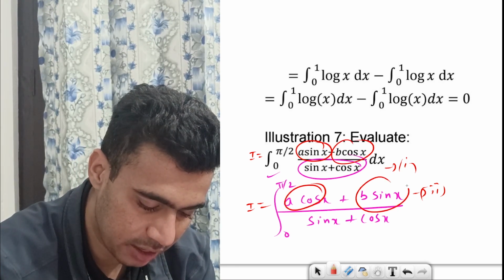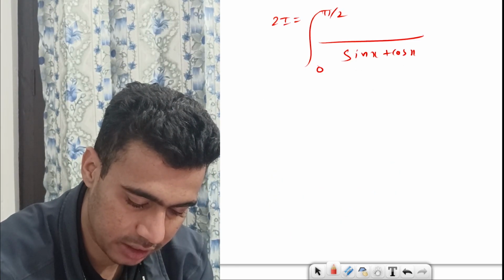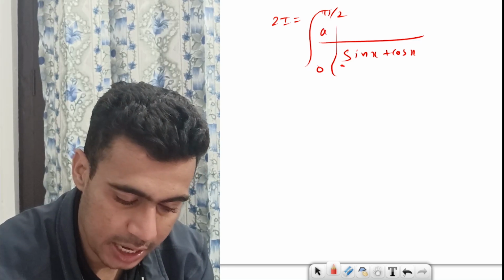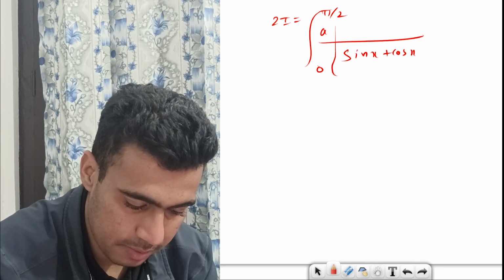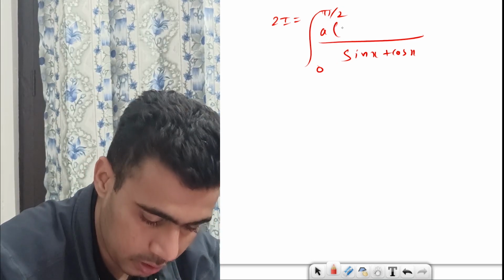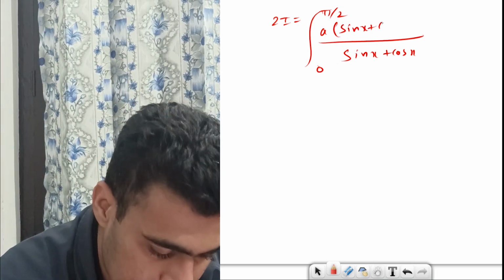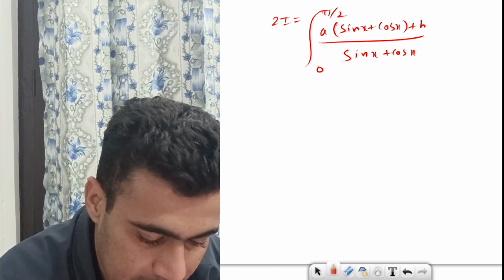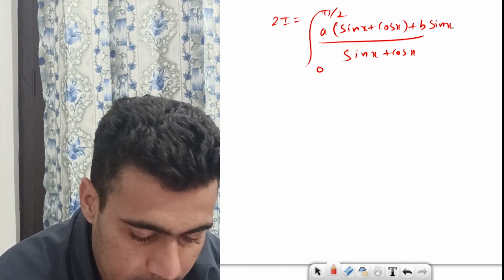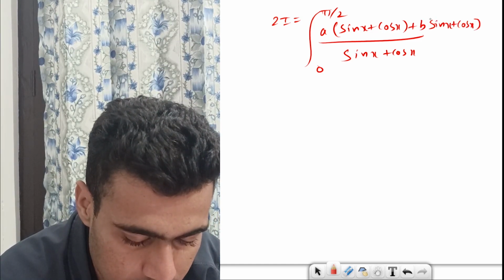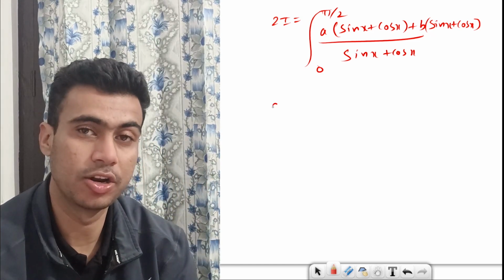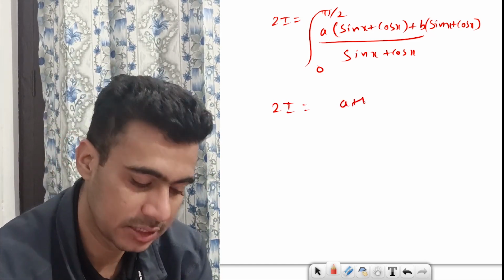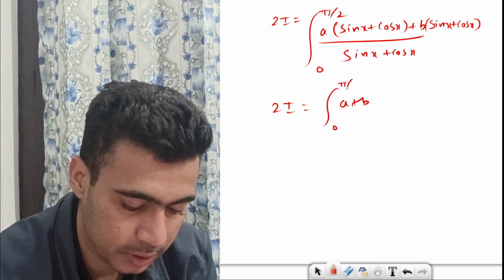Here we have a sin x, here we have a cos x, here we have b cos x, here we have b sin x. So when we take a and b common inside the brackets, I'll have a outside with sin x plus cos x inside, and here also the same thing, b with sin x plus cos x. Now you will take sin x plus cos x common, and you can see the denominator is also sin x plus cos x, so that will cancel out and you will get only a plus b over here.